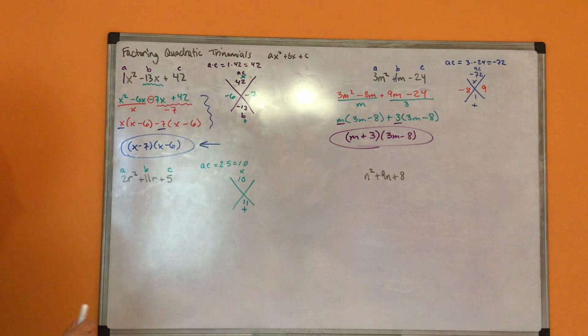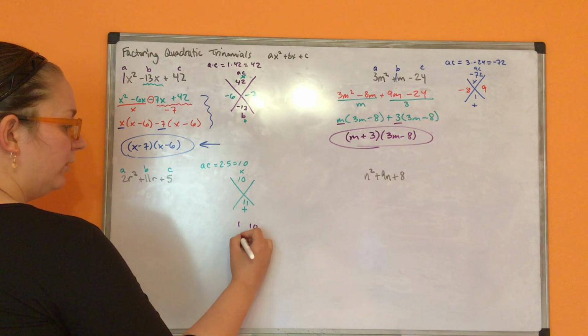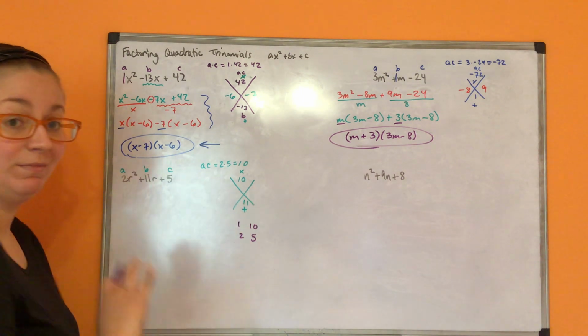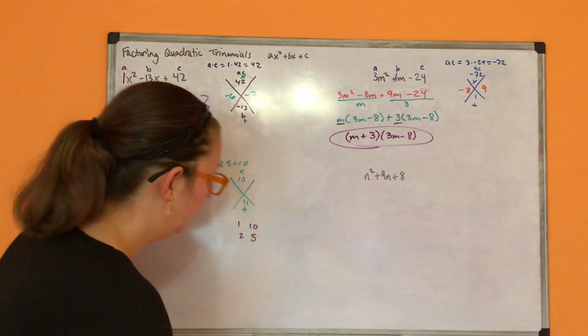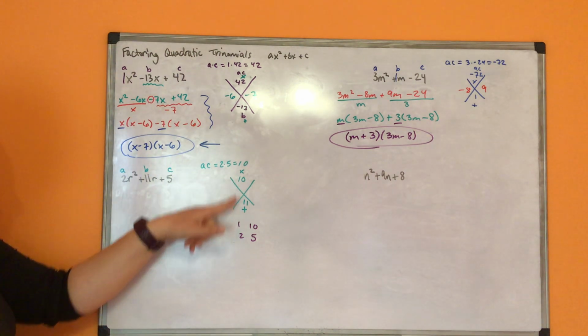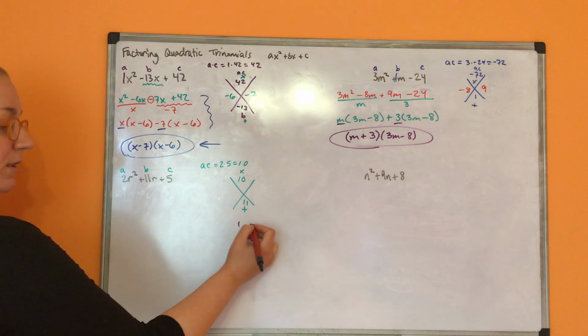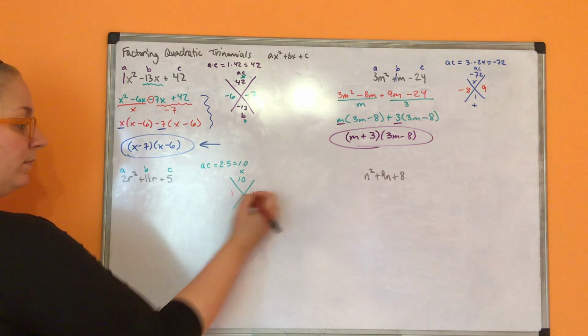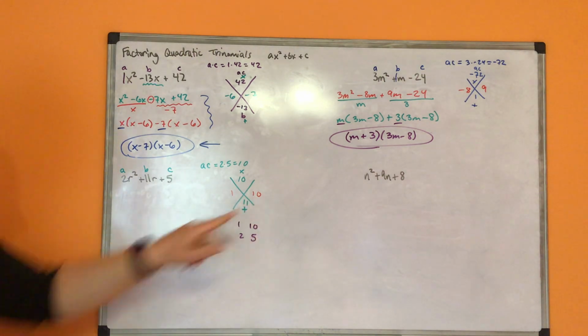How can I get to 10 by multiplying? I can do 1 times 10. I can do 2 times 5. And that's it. So this one we don't have to think about too much here. The only way I can get my numbers to multiply to 10, but add up to 11 is if I use positive 1 and positive 10. So then that means this 11r is going to turn into 1r and 10r.